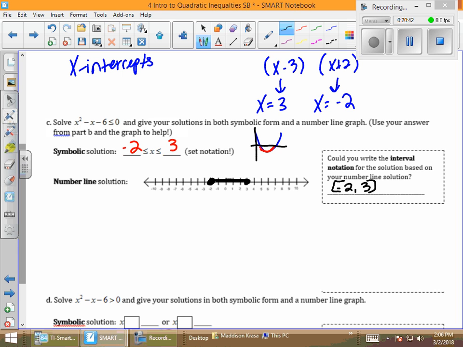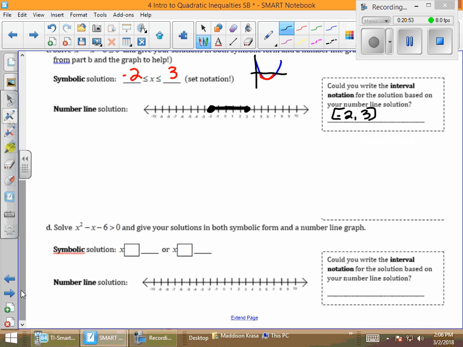Wait, does infinity have parentheses? Yeah, infinity will always have a parenthesis. Can this go on to infinity? Yeah, that's because it can be equal to infinity. Can there only be one point in it? Can it go on or no? Not on these. Okay, part D.